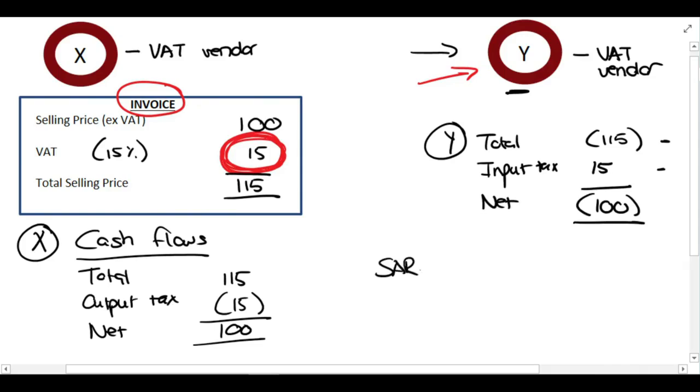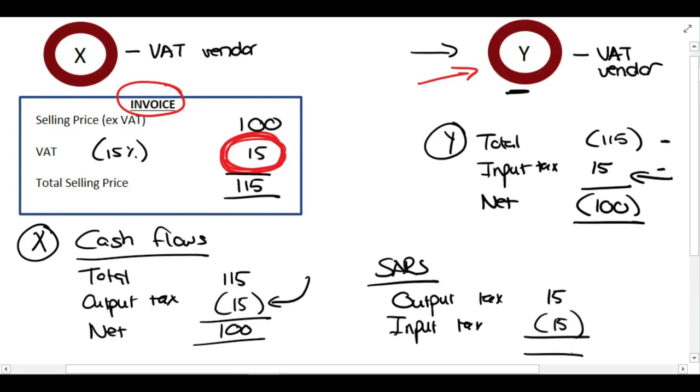Now let's look at SARS. This is the cash flow for SARS. So SARS collects output tax of, sorry, it's not a negative amount. SARS collects this 15 rands and it has to pay back input tax, which is that amount. So how much money does SARS make? Nil from this. So if two VAT vendors buy from each other, SARS does not get VAT. The one pays output tax, the other one claims input tax. SARS doesn't make any money. So that's why it's a consumer tax.